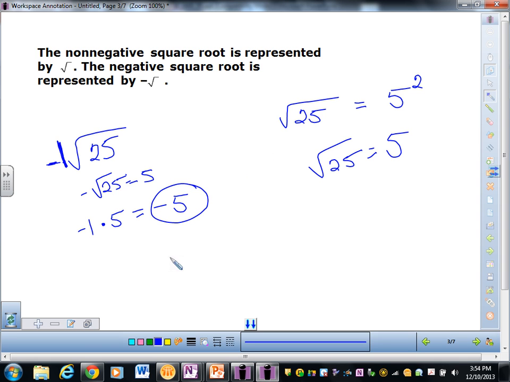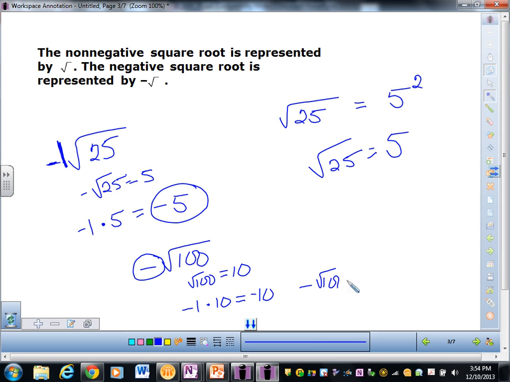Again, we can do another example. If you had the negative square root of 100, you know that 10 times 10 equals 100. So the square root of 100 equals 10. And then you've got that negative symbol there, so that means a negative 1 times 10 equals negative 10. So the negative square root of 100 equals negative 10. And we'll go over this more in class. We'll do lots more examples.